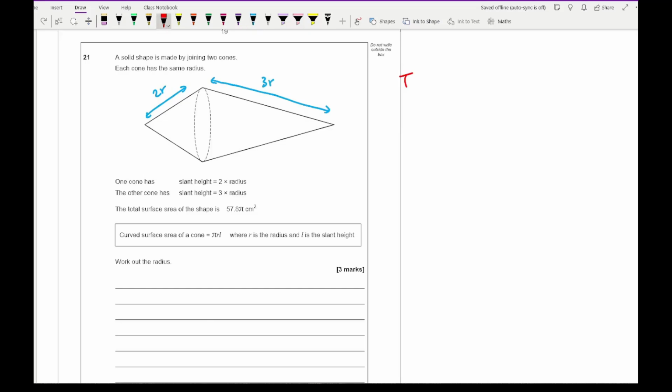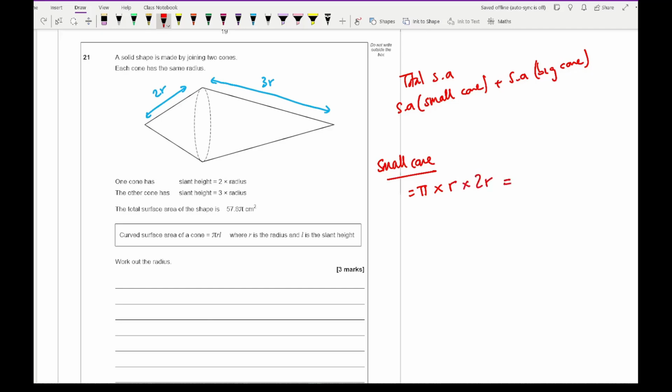So to work out the total surface area, it's the surface area of the small cone plus the surface area of the big cone. So looking at the small cone and using that formula, the SA is going to equal pi times the radius, which is r, multiplied by the slant height, which in this case is 2r. So that's going to give me 2r squared pi. Then for the big cone, that's going to be pi times the radius times 3r.